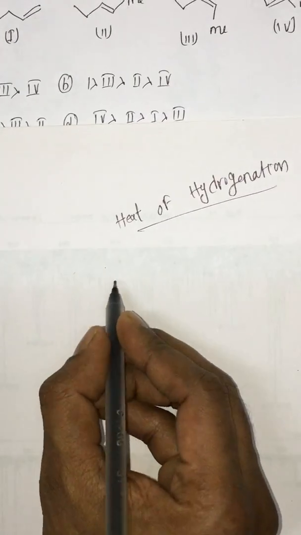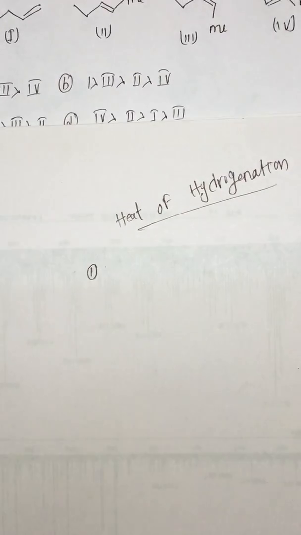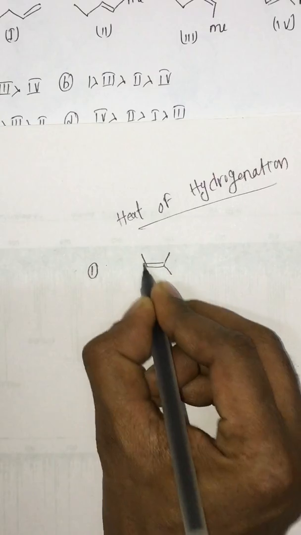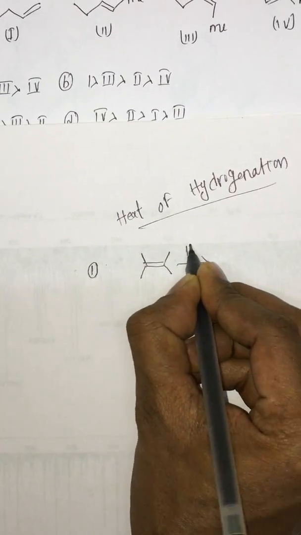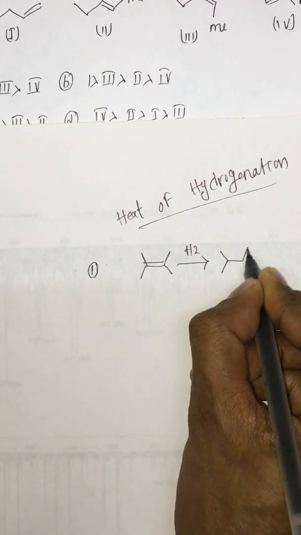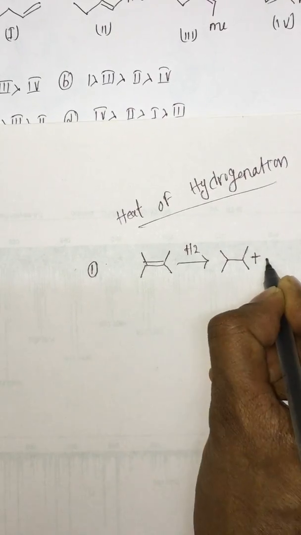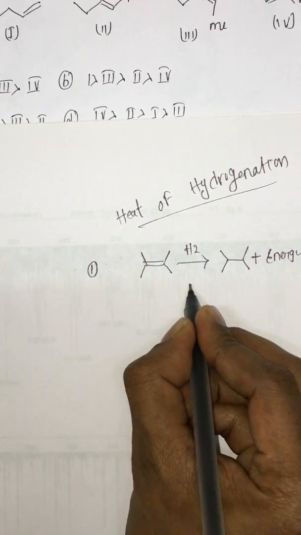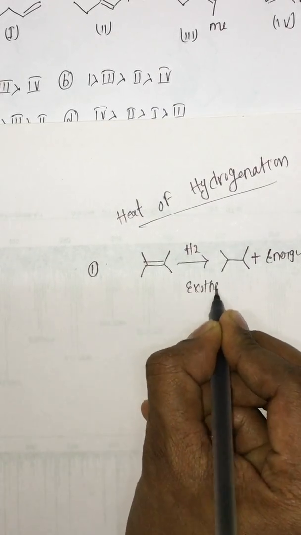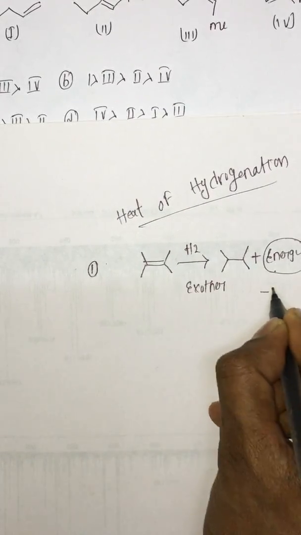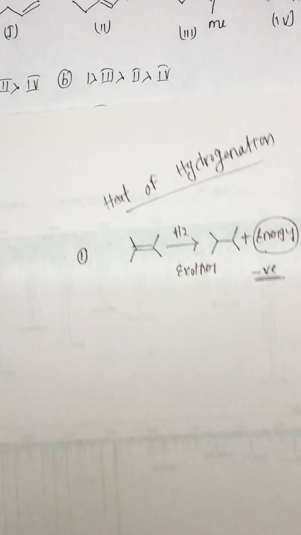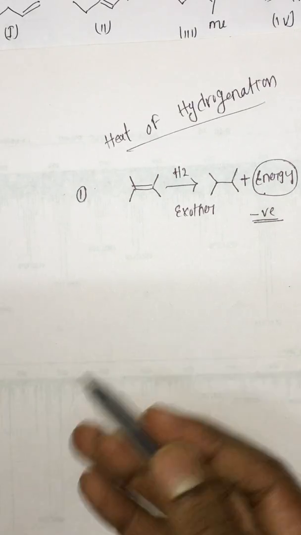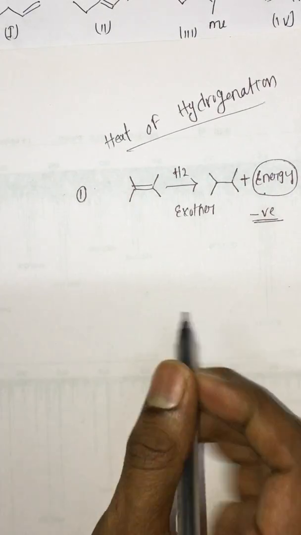So there are a few points for heat of hydrogenation. So what is the heat of hydrogenation? When we have an alkene, to this we add H2, so we get an alkane, and some energy will be released. That energy is called heat of hydrogenation. This reaction is always exothermic, so we always get the energy in negative values. Okay, so now we'll see some of the points. These points will be helpful to us to identify which is the correct option.